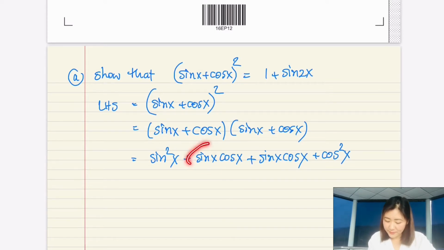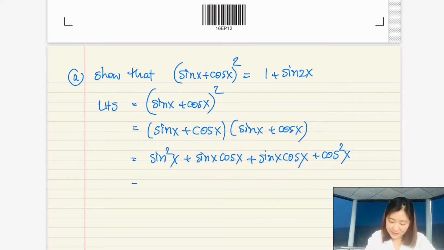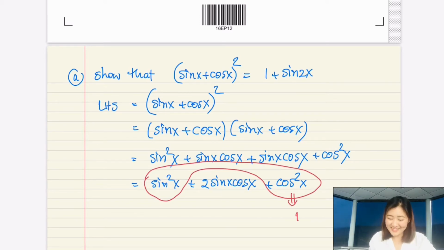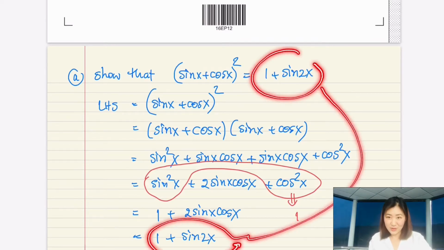And then here it's the same, so you have double of the term, so it's going to be sin square x plus double of sin x cos x, and plus the last term, cos square x. Okay, and here these two, when you add up, you get 1, the identity. So here you can simplify it to be 1 plus 2 sin x cos x, right? And 2 sin x cos x is sine of 2x. Okay, so 1 plus sine of 2x. So here you can see it's the right hand side, so you just show that.